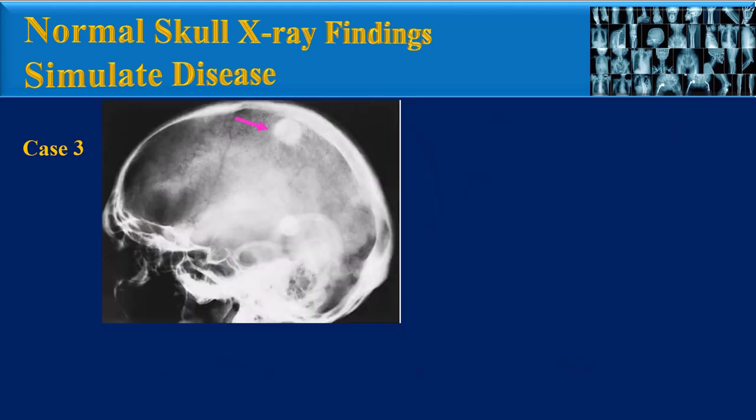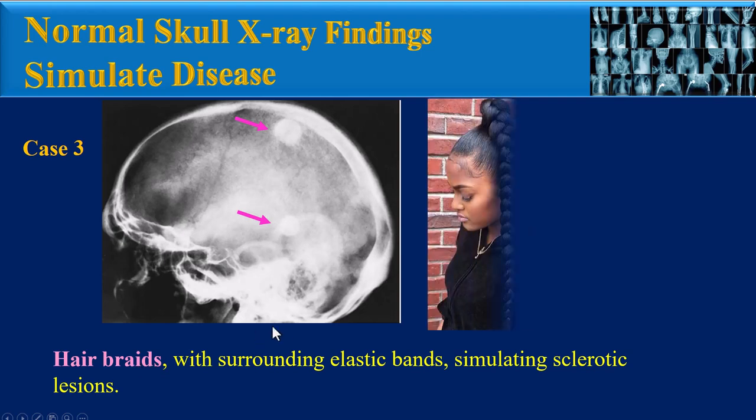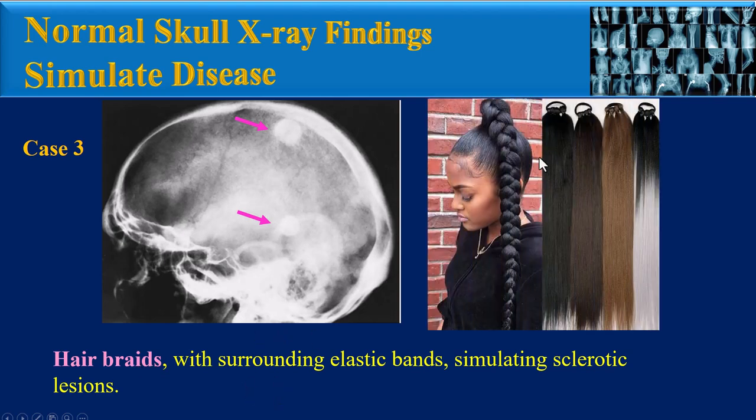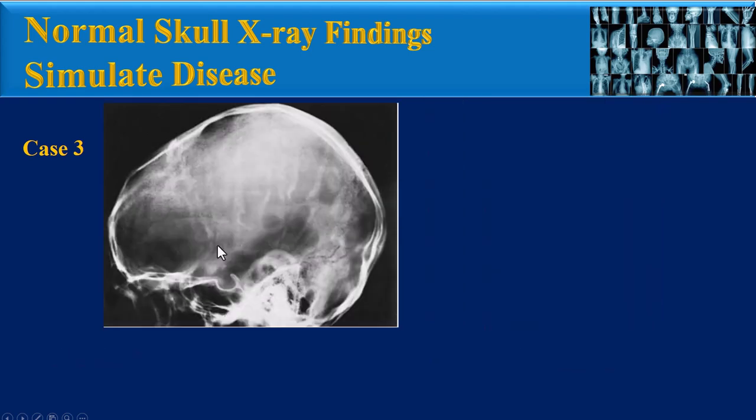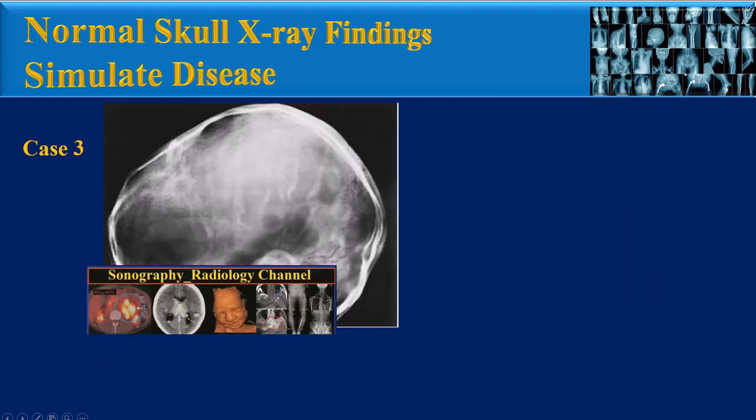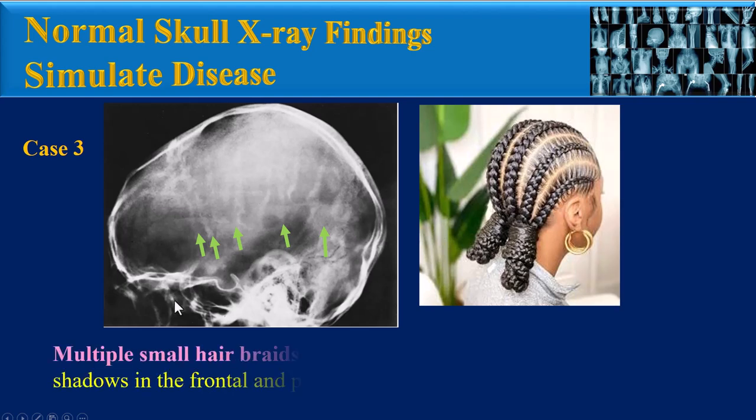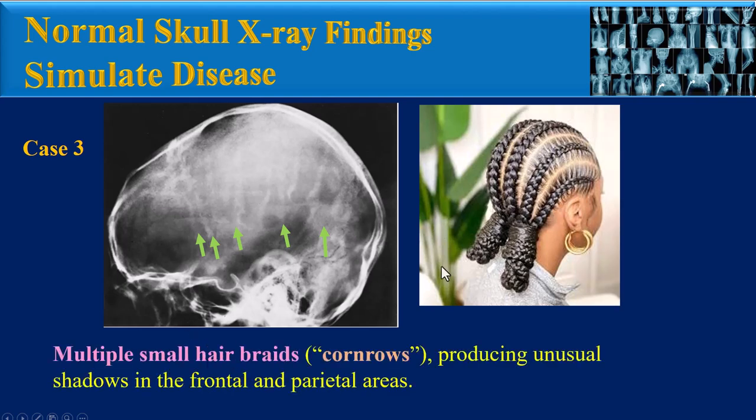In another image, we can see two partially well-defined sclerotic lesions. But again, they are hair braids with surrounding elastic bands, which simulate sclerotic lesions. In this image, we can see multiple sclerotic bands in the frontal and parietal bones. But again, there are multiple small hair braids, famous as cornrows, producing unusual shadows in the frontal and parietal areas.